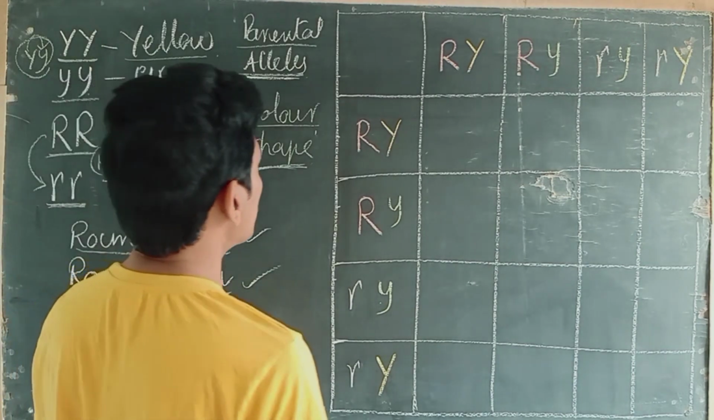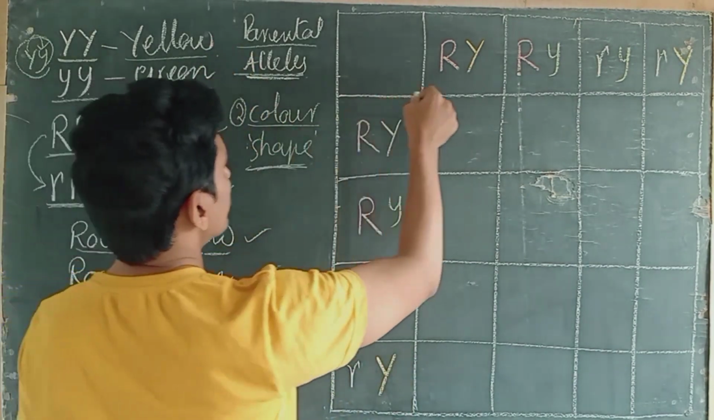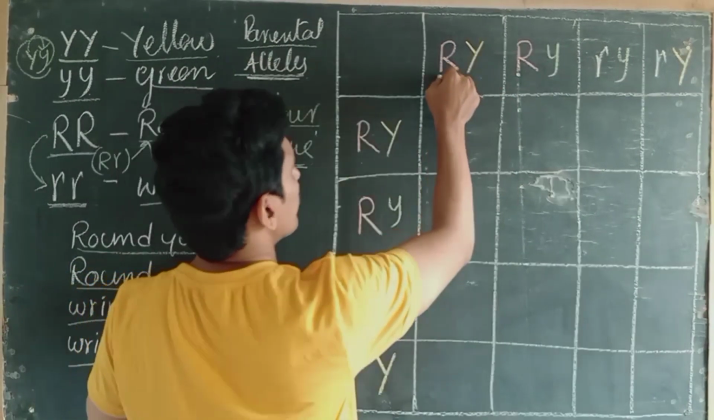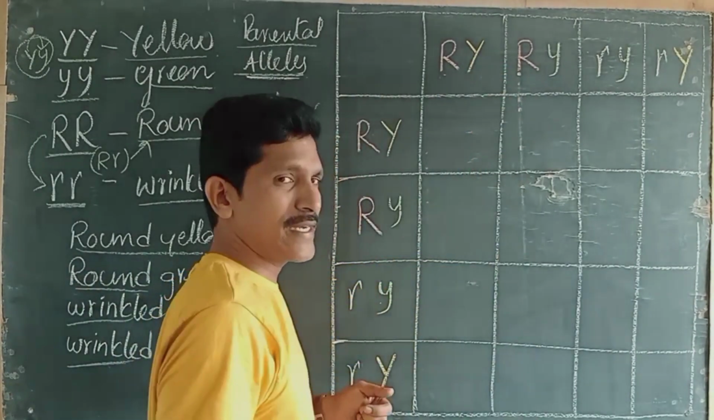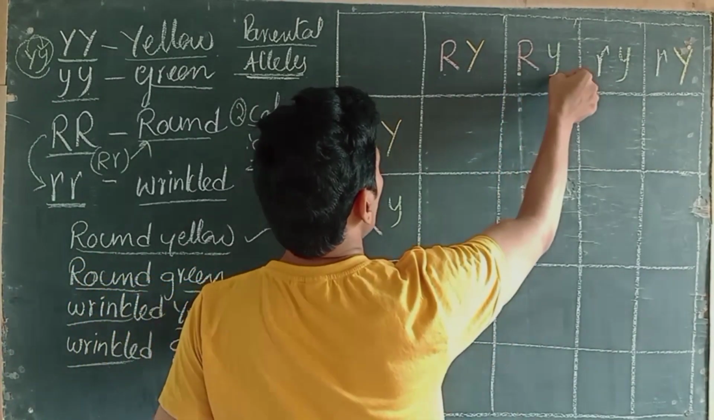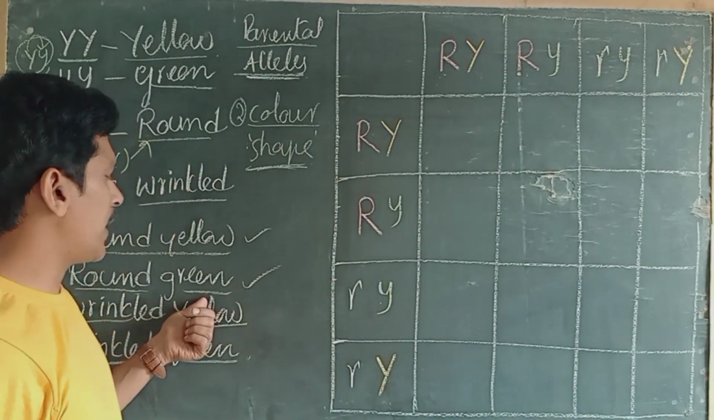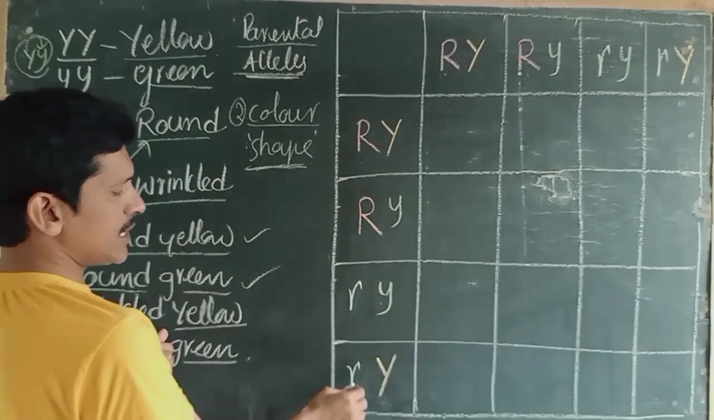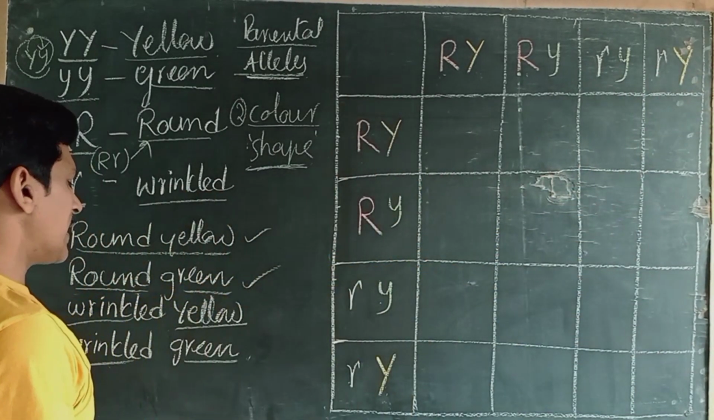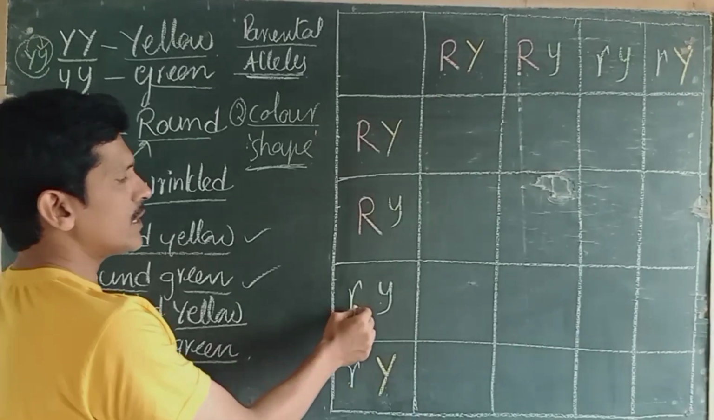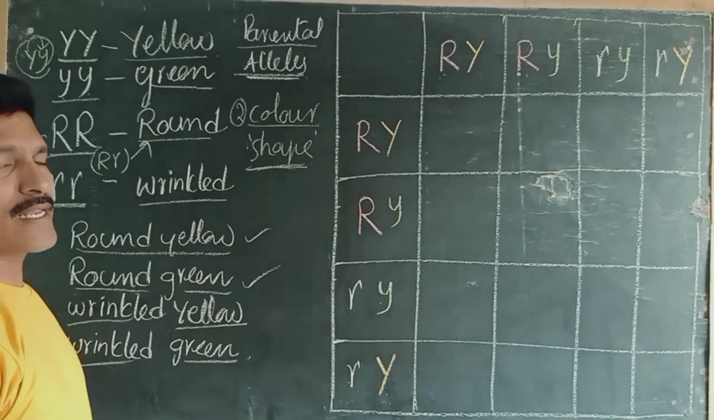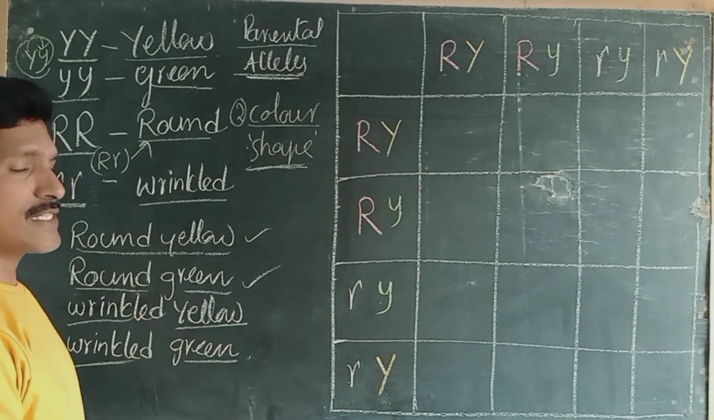Here there is a checkerboard with the factors. The round yellow, capital R and capital Y, indicating round and yellow. And round green means capital R and small y, capital R and small y. And wrinkled yellow in the sense of small r, capital Y, here also small r, capital Y. And wrinkled green is small r, small y, small r, small y. So these four characters are again self-pollinated to get the next generation.